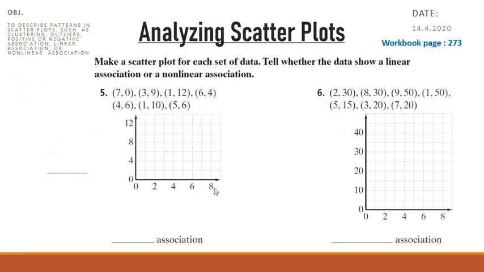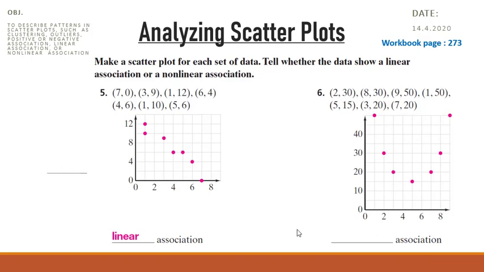In this one, we solved a question like this before, so you should graph and after that determine whether this is linear association or non-linear association. Of course, in this one it's, Abbas, linear or non-linear? The first one is linear. Linear, excellent. The second one, guys, your graph will be like this. And this one, of course, is non-linear.